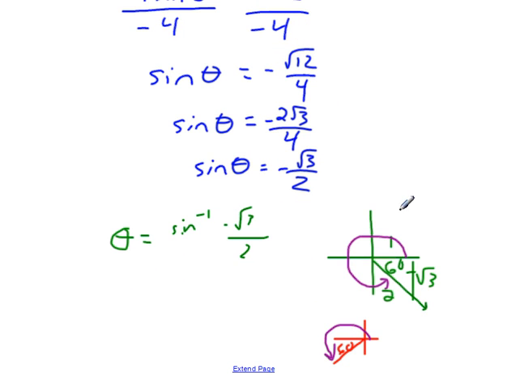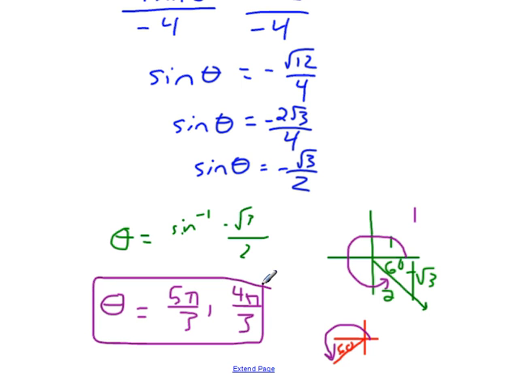Now our interval is in radians. So 60 degrees is also the same as pi over 3. We're going to have answers. This one here is going to be 5 pi over 3. And this one here, well, that's 1 pi, 1 past that, so it's going to be 4 pi over 3. So those are your two solutions.